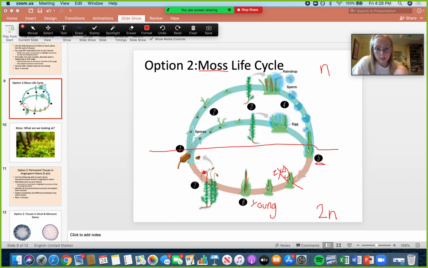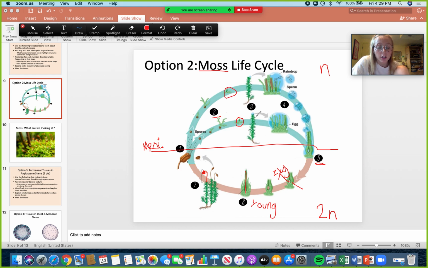Now the sporangium is what is going to bring us back to the haploid stage of life for the moss. The sporangium is going to divide through meiosis. I'm just going to abbreviate that as well, and produce spores. So these spores are either going to be female or male spores, and once they land in a hospitable environment, they're going to start growing and dividing through mitosis and produce these buds.